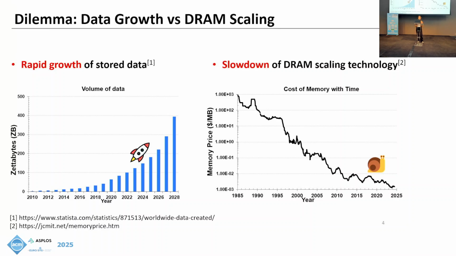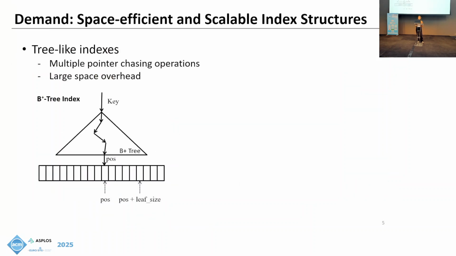However, there exists a dilemma between the data growth speed and the slowdown of DRAM scaling technology. The left figure shows the size of stored data showing a rapid growth in data volume over the years. However, in the right figure, we can see that the rate of decline in memory prices has slowed down. Therefore, we need a space-efficient index to save memory while it can scale to large volumes of data.